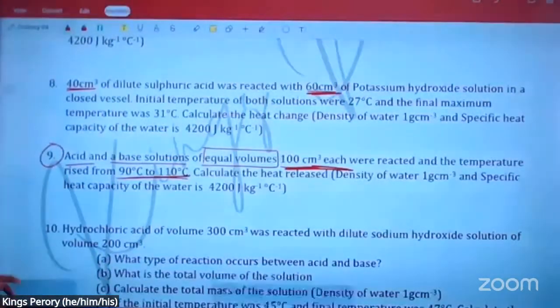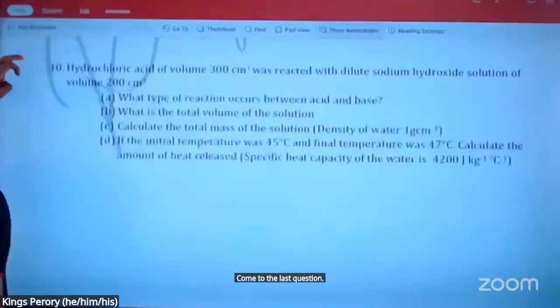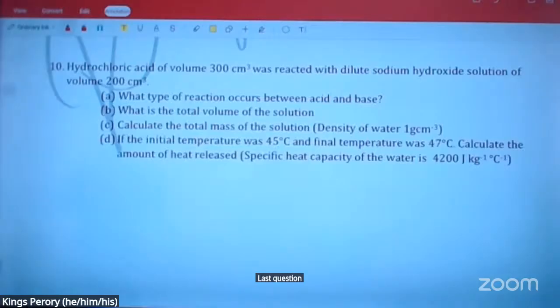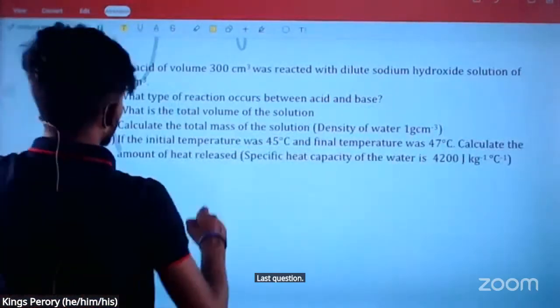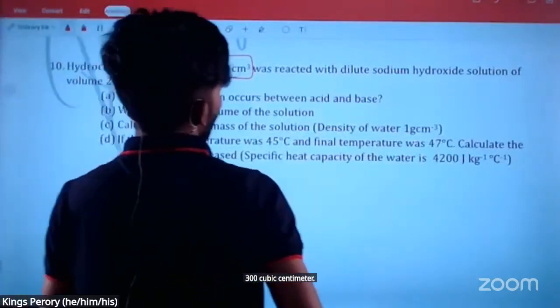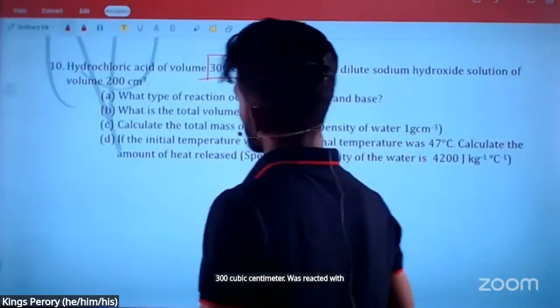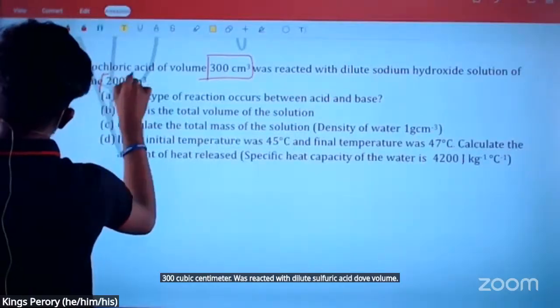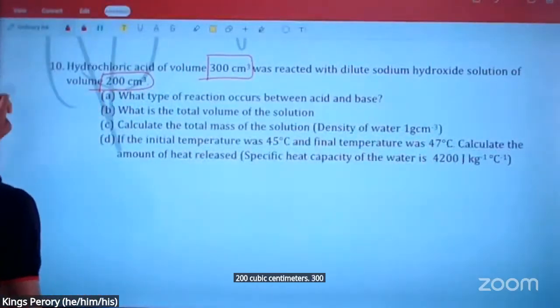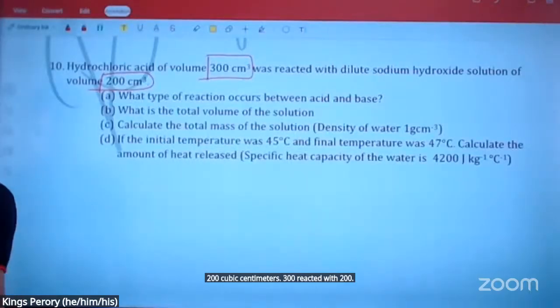Come to the last question. Last question. Hydrochloric acid of volume 300 cubic centimeter was reacted with dilute sulfuric acid of volume 200 cubic centimeter. 300 reacted with 200.